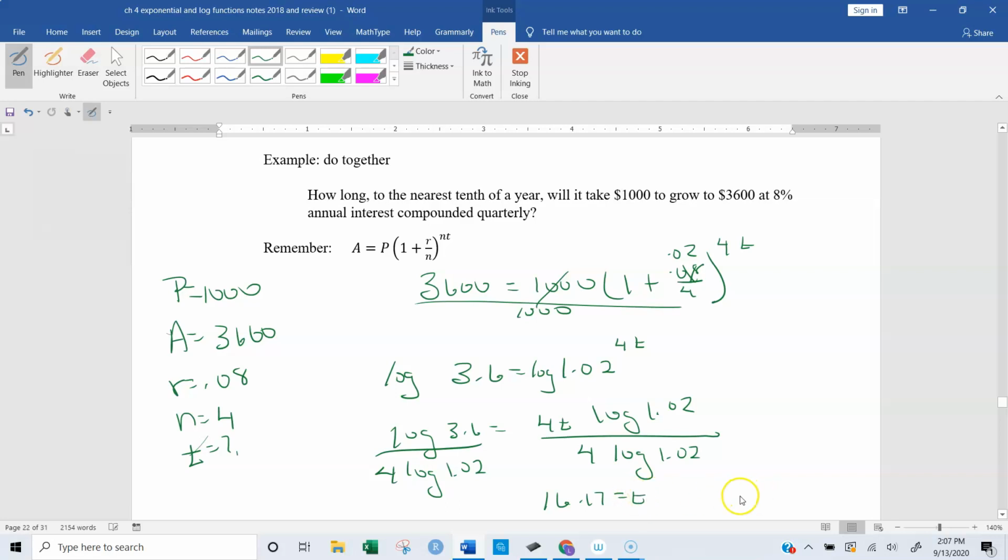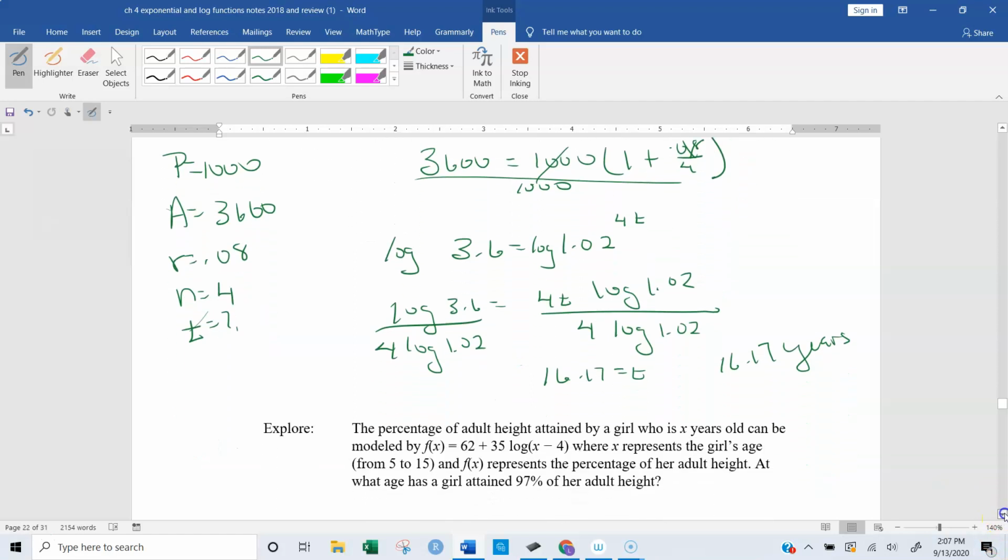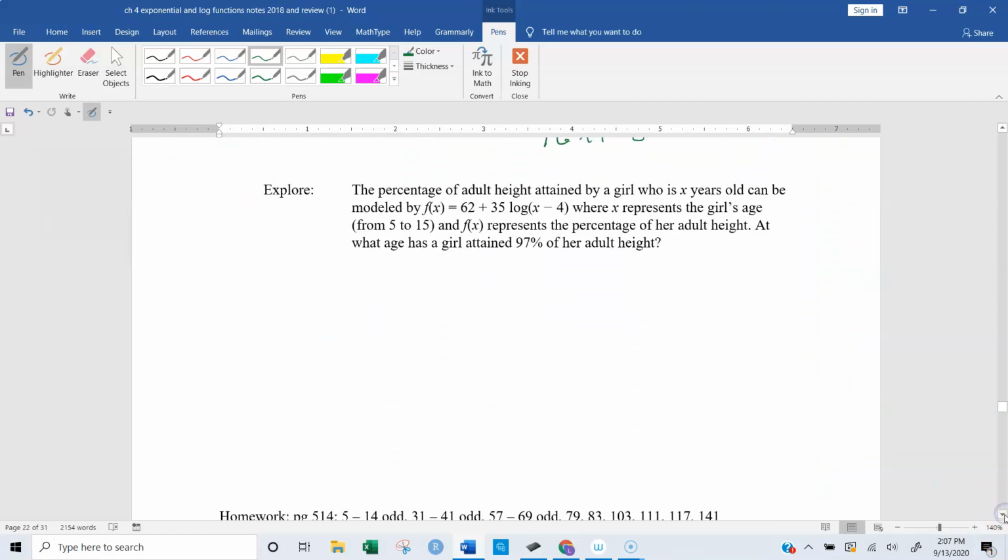equals t. It said round to the nearest year, if I remember correctly. Nope, it did not. Okay, so 16.17. So we got 16.17 years before we get to $3,600. Okay, pause and try yours.